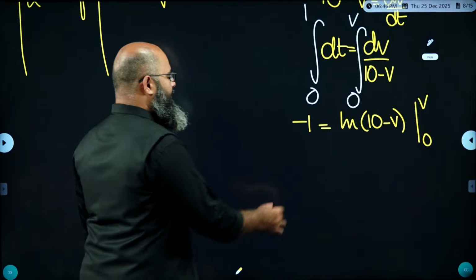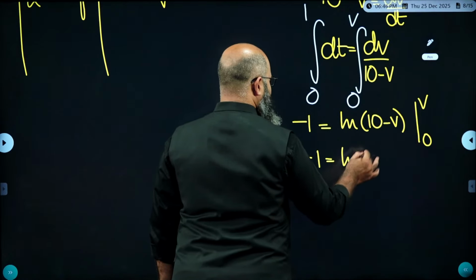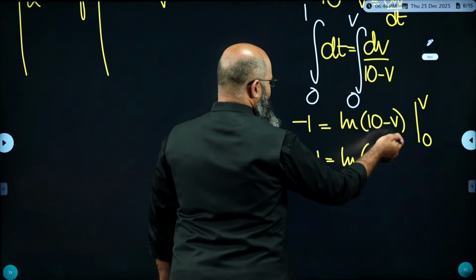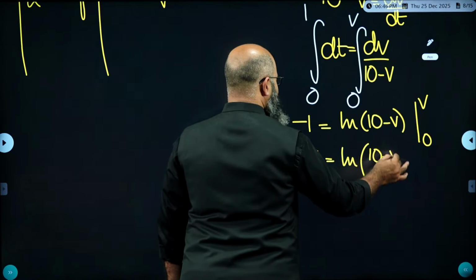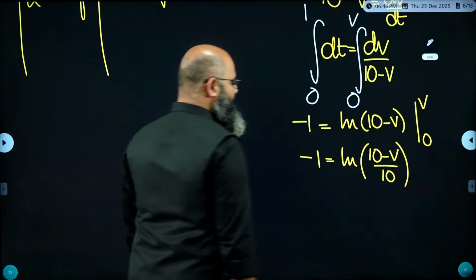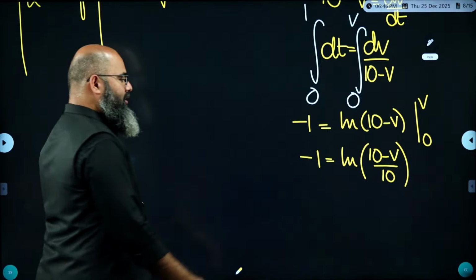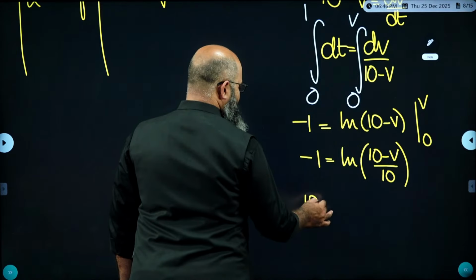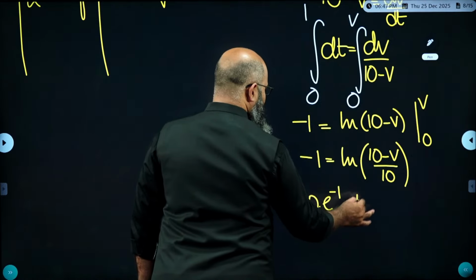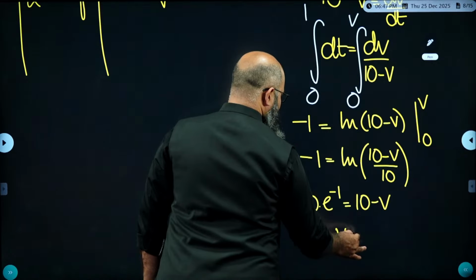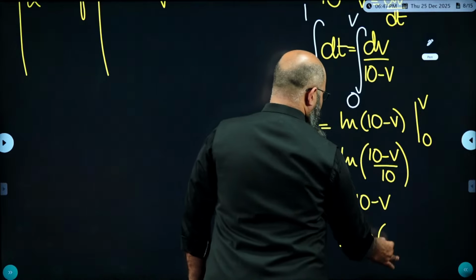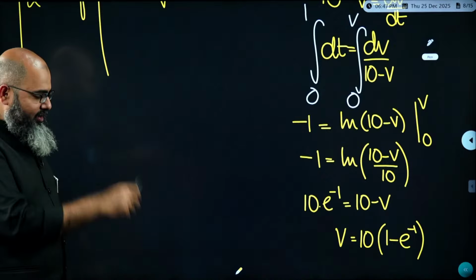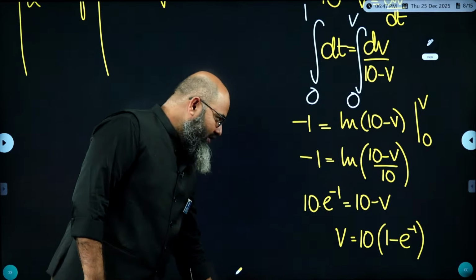So now I have minus 1 is equal to ln of, if I put the upper limit, I get 10 minus v, and if I put the lower limit, I get 10. So ln of 10 minus v divided by 10. Put anti-log, so this becomes e power minus 1 is equal to 10 minus v divided by 10. So 10 times e power minus 1 is equal to 10 minus v. So v is equal to 10 into 1 minus e power minus 1. This is the answer.